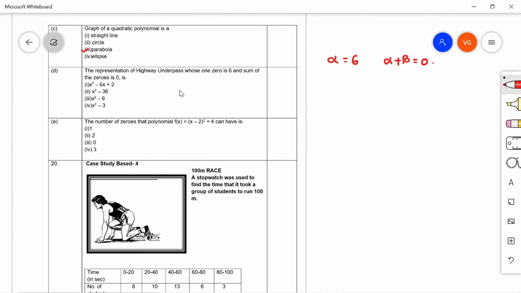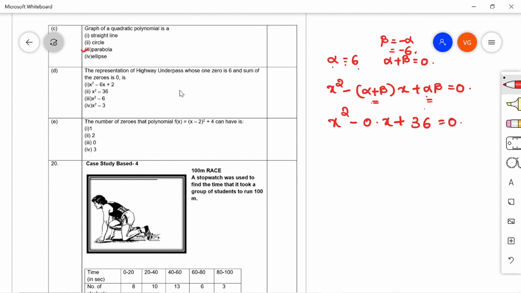So this is also a direct question. No need to study any of the case study that they have given. Directly, straight away you can solve this problem. So you know x square minus (alpha plus beta) into x plus alpha beta is equal to 0 is the equation to find the quadratic equation when the sum of the zeros and product of the zeros are given. So alpha is equal to 6, then beta is nothing but minus alpha according to the given condition, that is minus 6. So x square minus 0 into x, plus alpha is 6 and beta is minus 6.